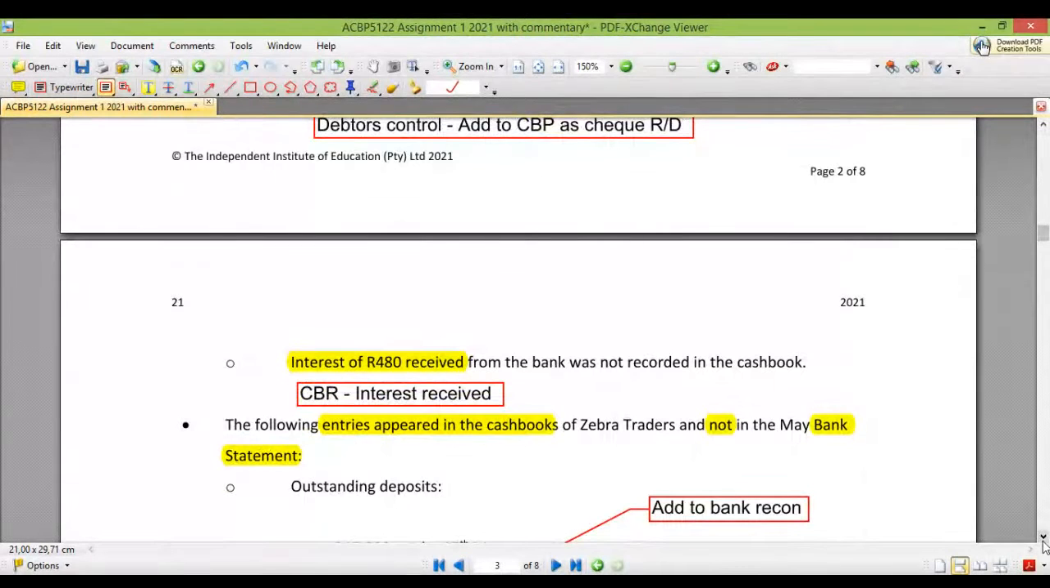And then interest of 480 was received from the bank and not recorded. When we receive money from the bank, we include it in our cash book receipts, which was the interest received.